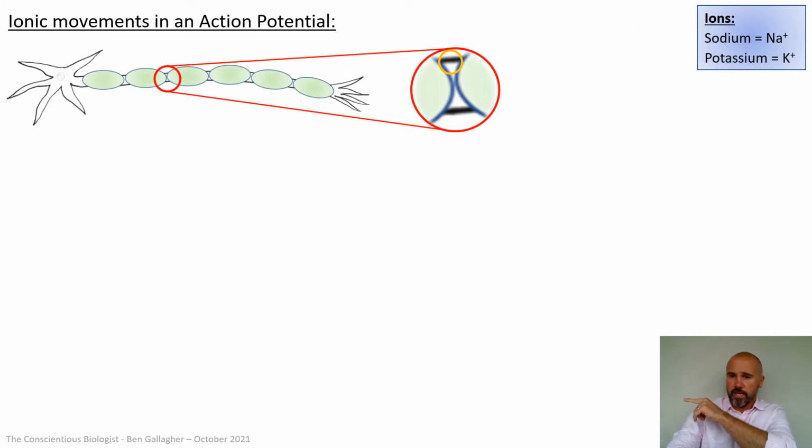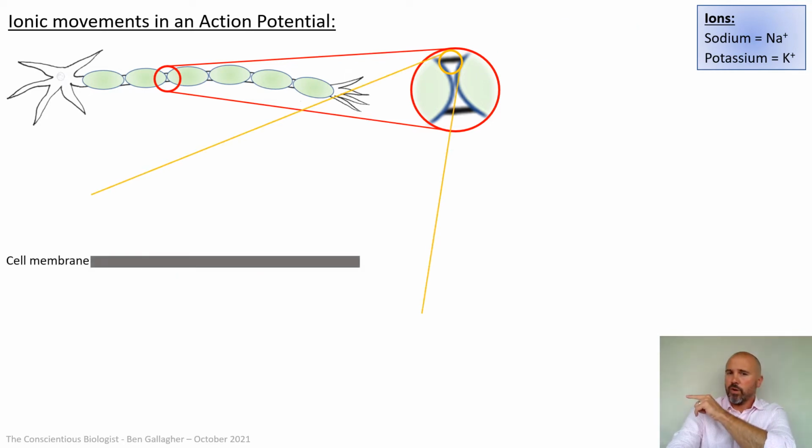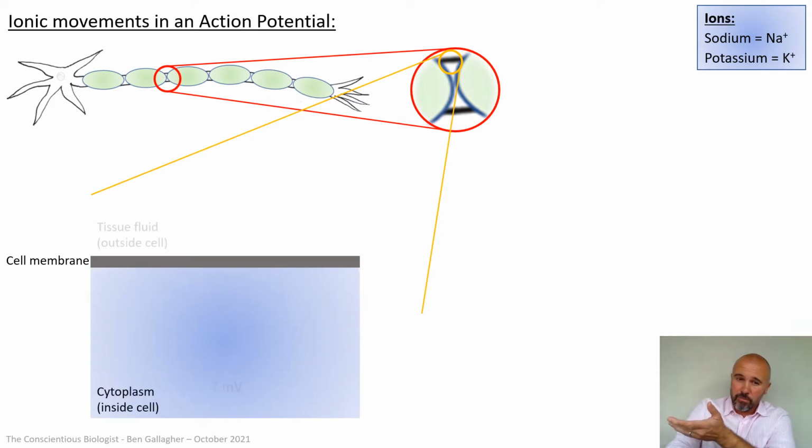If I move that down to the bottom here and represent it just as that long black line, that black line is the cell membrane of the axon in the node of Ranvier of a neuron. To make that even more clear, the pale blue stuff here is the cytoplasm inside the neuron, and the stuff above is the tissue fluid surrounding it. So you've got liquid on the inside of the cell, liquid on the outside of the cell. The membrane is a barrier between them.